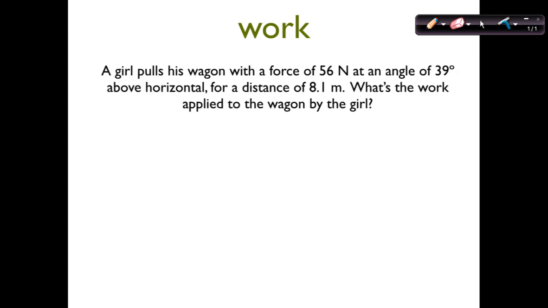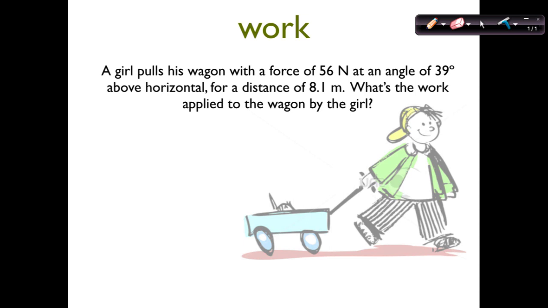Okay, so a girl pulls a wagon with a force of 56 newtons at an angle of 39 degrees above horizontal. So the force is 56 newtons, how she's pulling. And for a distance of 8.1 meters. So there's the displacement vector.